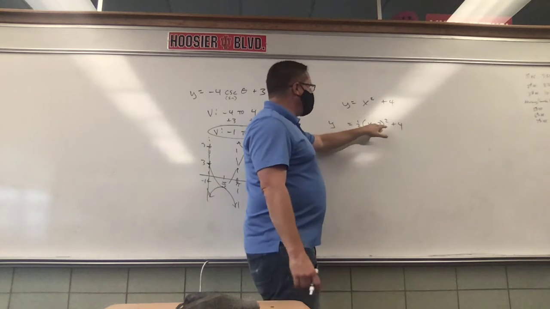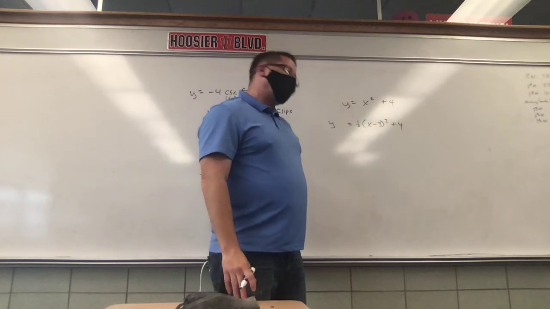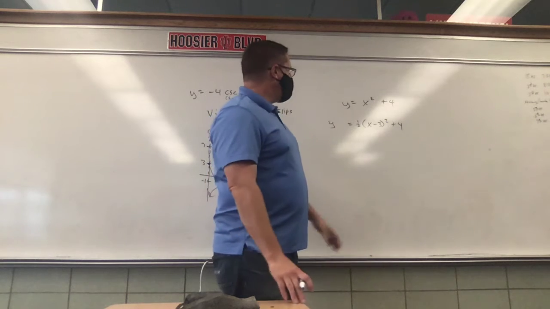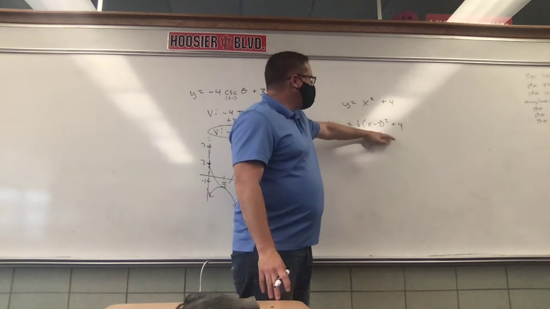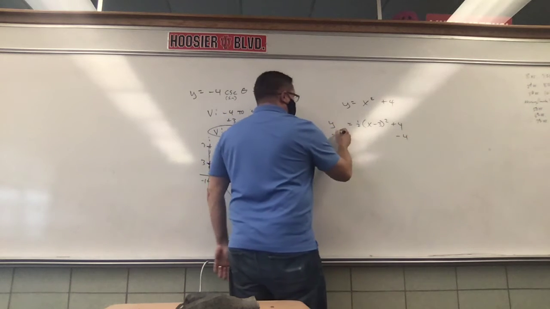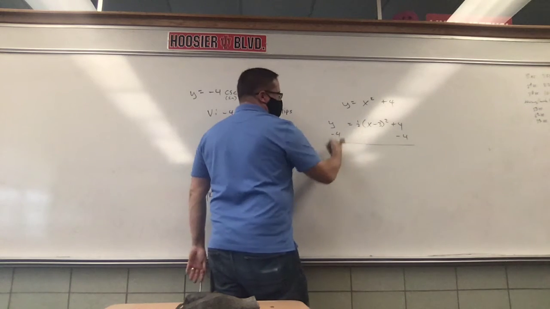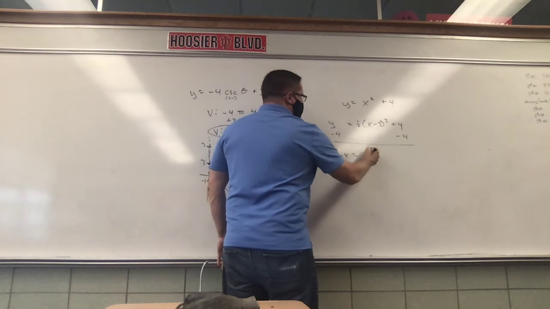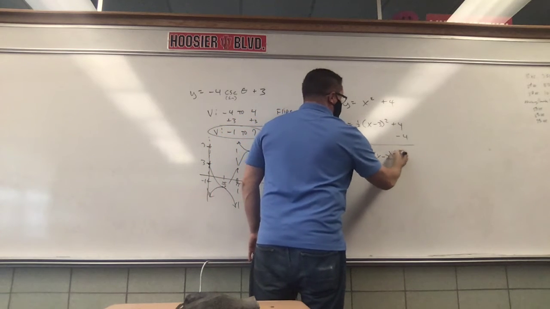I said, with the x, it moves it left and right. X is left and right, opposite of what you think. I could rewrite this. Here's what I could do. I could minus 4 to each side. So the same equation as y minus 4 equals 1/2 x minus 3 squared.